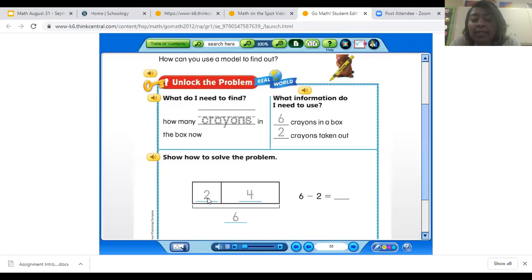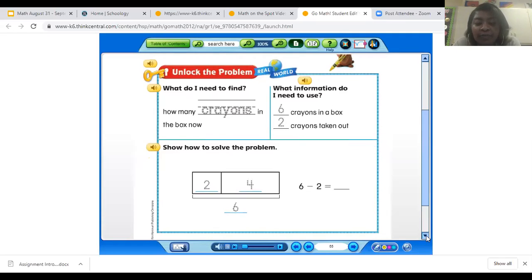What is the other part? The other part is 4. 6 minus 2 equals 4.